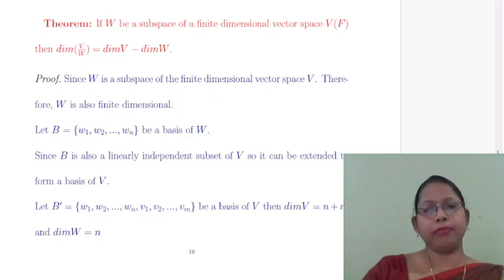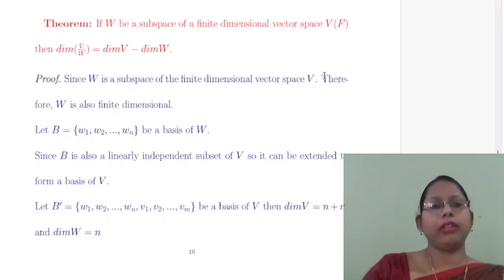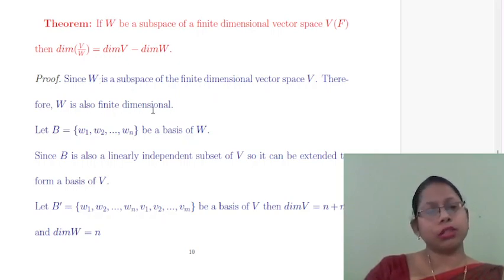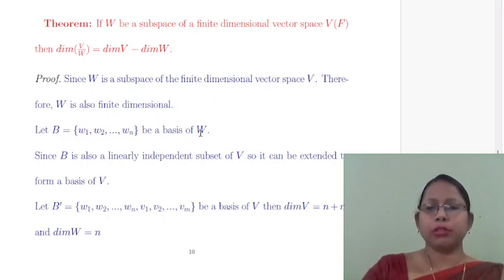Next is a theorem. If W is a subspace of a finite dimensional vector space V over the field F, then dim of V/W is equal to dim V minus dim W. Proof. Since W is a subspace of finite dimensional vector space V, W is also finite dimensional. As W is finite dimensional, it has a finite basis. Let B = {W1, W2, up to Wn} be a basis of W.